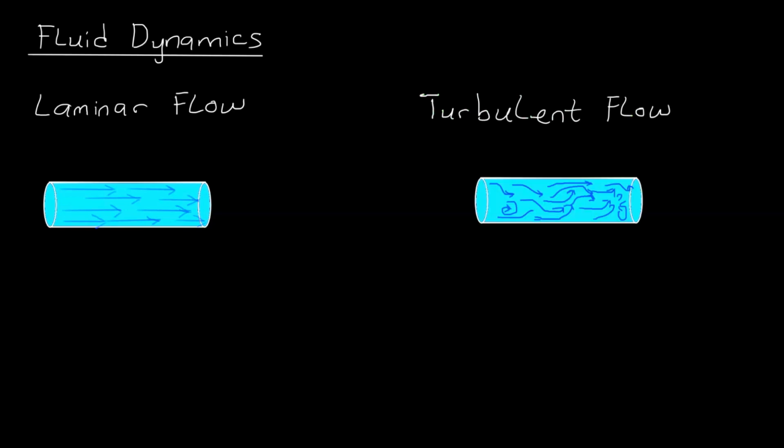The second type of flow, which occurs above certain speeds, is called turbulent flow. Turbulent flow is chaotic and unstable, with a lot of irregularities, such as eddy currents and swirls.